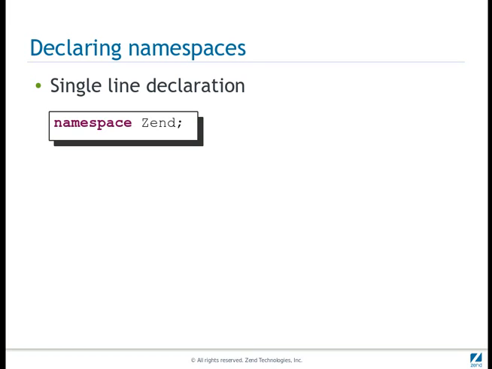The most basic is a single line declaration. I'm using here a namespace of Zend. Notice there are no quotes, and notice I'm simply terminating the line with a semicolon. It's really that easy. Now that I've done this, all code that follows is within that namespace.